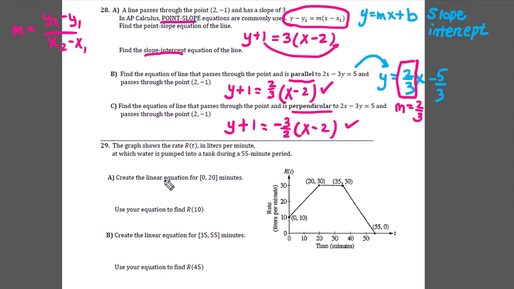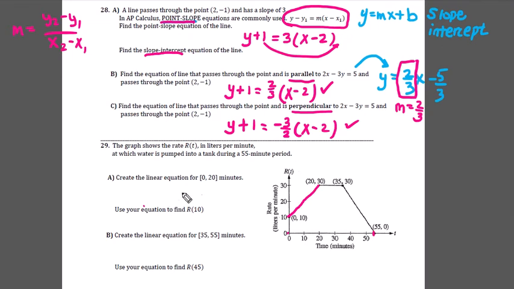Alright, I'll do a little bit of 29. It says create a linear equation for the first 20 minutes. So if you look, it says the graph shows the rate in liters per minute at which water is being pumped into a tank during a 55-minute period. So it starts at minute 0, ends at minute 55, and these are the rates which are kind of changing all throughout the problem. So it says create the linear equation for the first 20 minutes. So this is what you are trying to build an equation for.